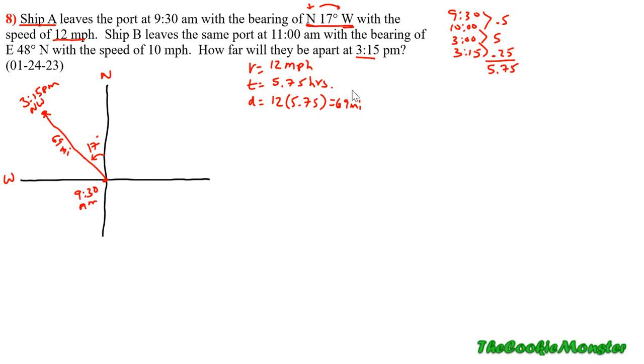So now I change my ink to a different color. So now let's do ship B, same idea. It leaves at 11 a.m. from the exact same port, right? So the exact same port right here. So label that time for the blue one as 11 a.m.